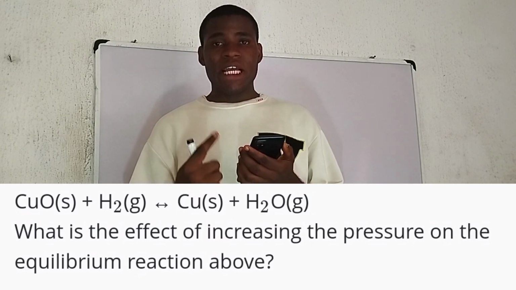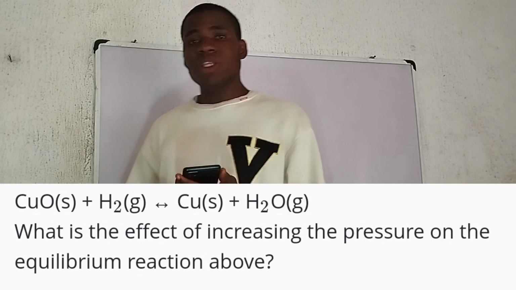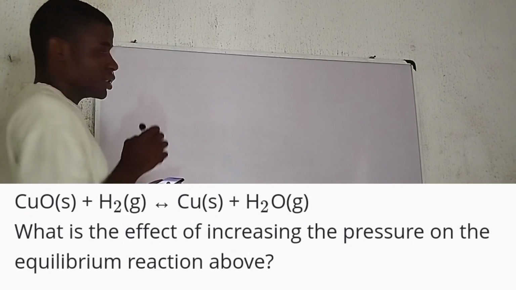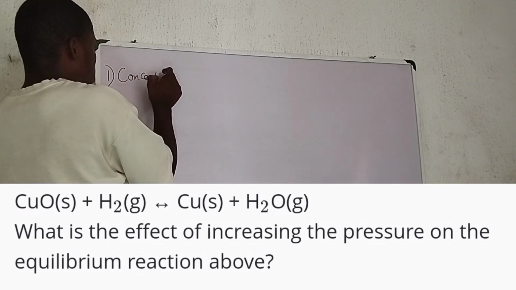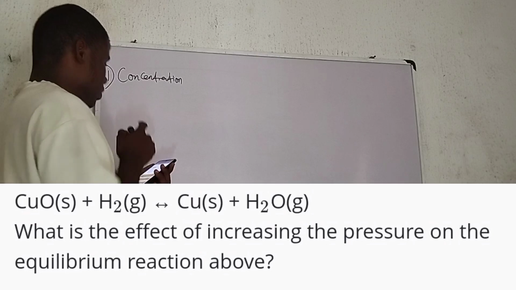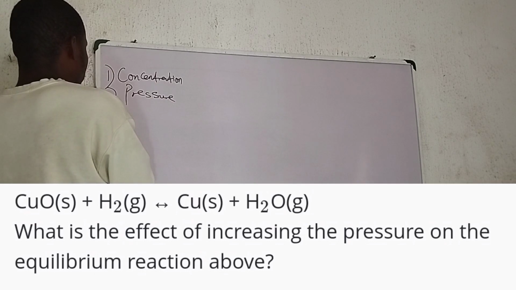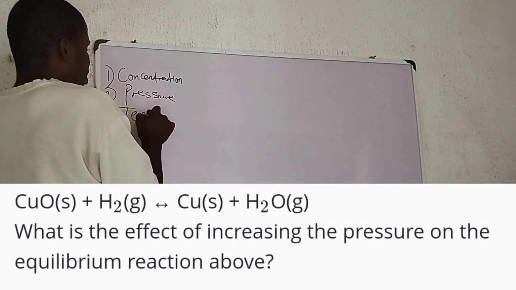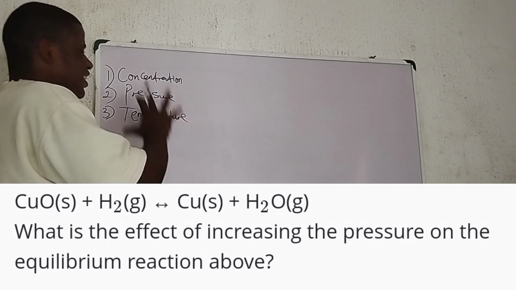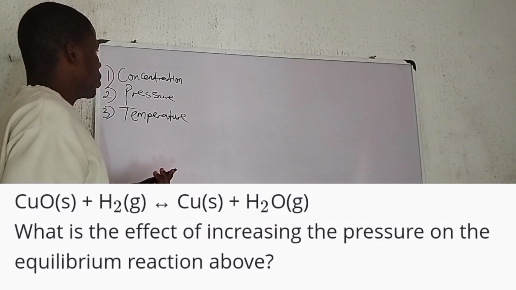The factors that affect equilibrium position. What are the factors that affect equilibrium position? The first factor I will talk about is concentration. The next one is number 2, pressure. Lastly, number 3, temperature. I hope it makes sense. Catalyst does not affect equilibrium position. Does it make sense? So, the first one, concentration.